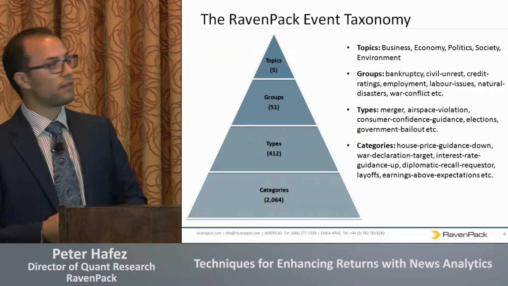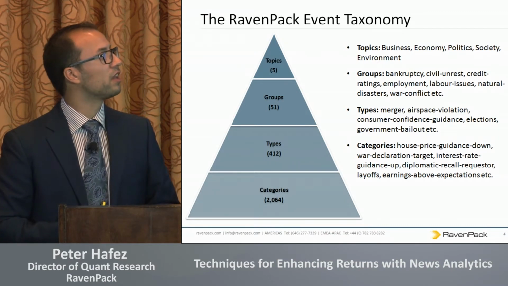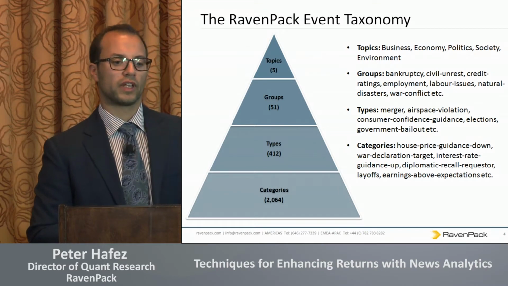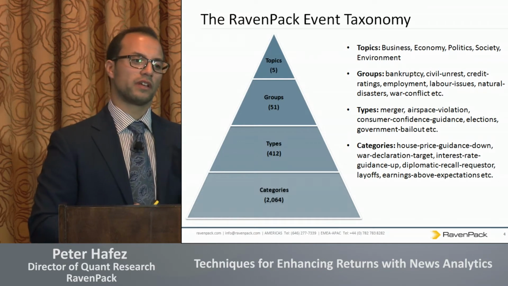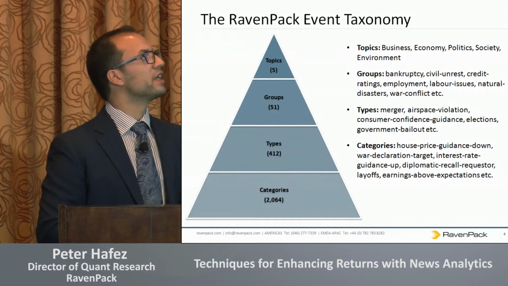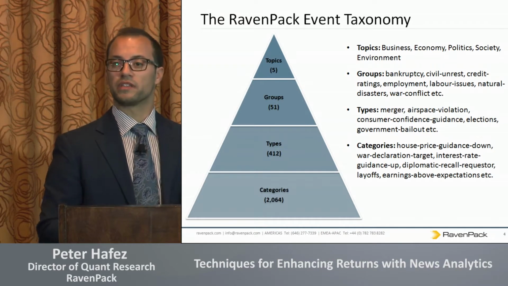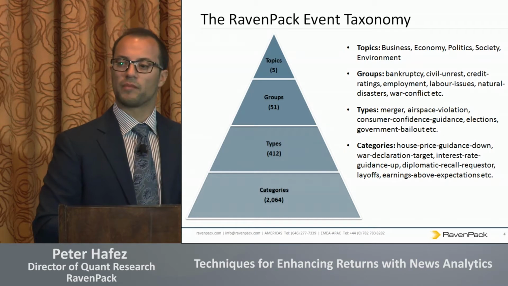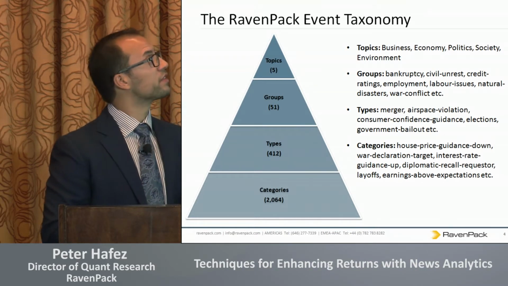And also at the very top level, we have the 5 different topics, covering business, economy, politics, society, and environment. And I think that's very important for the different aspects of analysis you want to do. For instance, we tend to find that if you're interested in trading interest rates or currencies, you may want to focus more on economic news, whereas if you want to trade equities, news about companies are more important. So you can start to look at the different weights that these dimensions should have in your model and work up and down this event taxonomy.